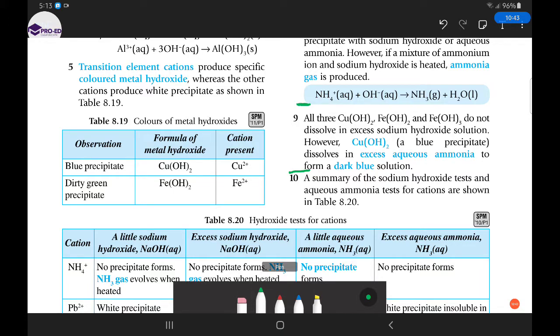In this case, if it is a blue precipitate, it's probably copper hydroxide. In other words, there is copper 2 ions, like that. Okay, no big deal. Actually, dirty green precipitate, then it's Fe2 positive ions.